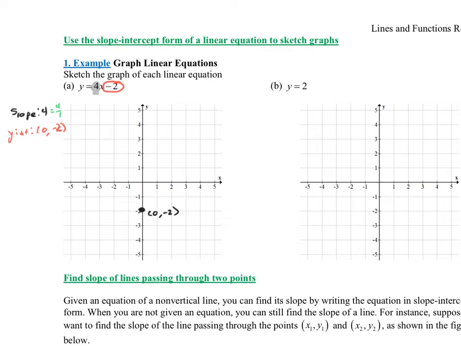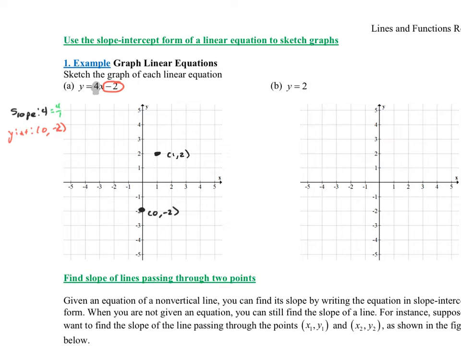So because it's a positive 4, I go up 4, and because it's a positive 1, I go right 1. So from my point, I'm going to go up 1, 2, 3, 4, and go right 1. I'm going to place a dot right there and label it. This is the point 1, 2. That is how I find another point on the graph. Anytime you're graphing a line, you need to label a minimum of 2 points. If you're graphing anything other than a line, you need to label at least 3 points.